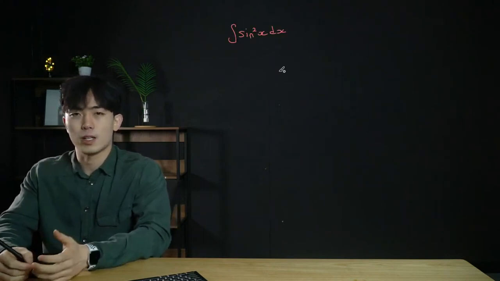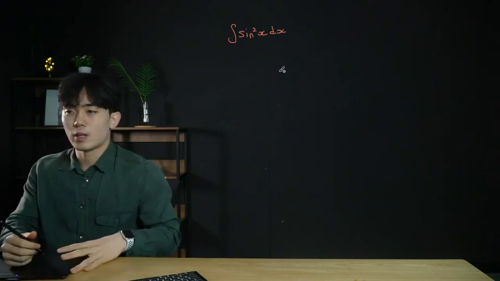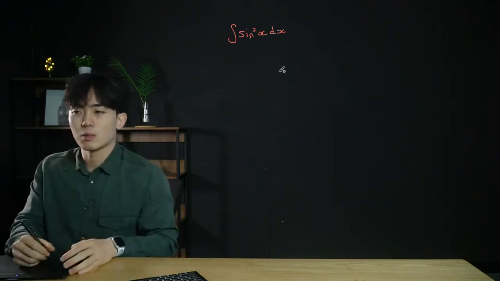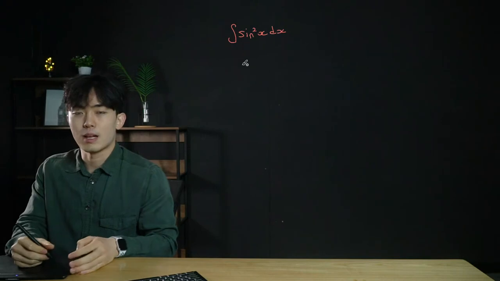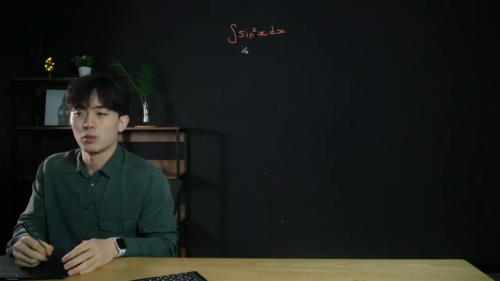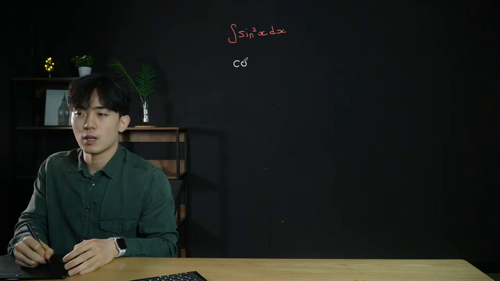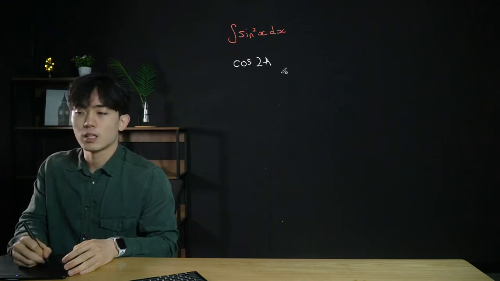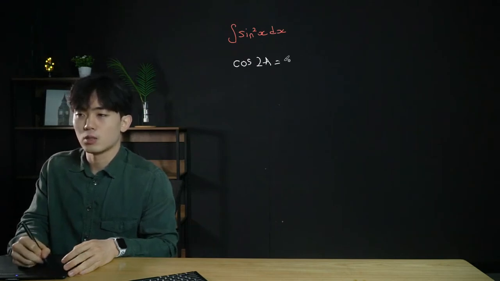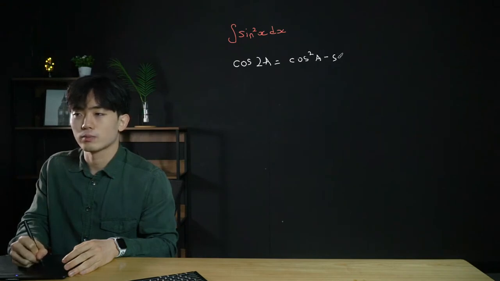Okay, so first of all, we're going to look at sine squared x. Sine squared x is similar to cos squared x. What we're going to have to use is the double angle formula, and more importantly, the cos 2a formula. We know that cos 2a is equal to cos squared a minus sine squared a.